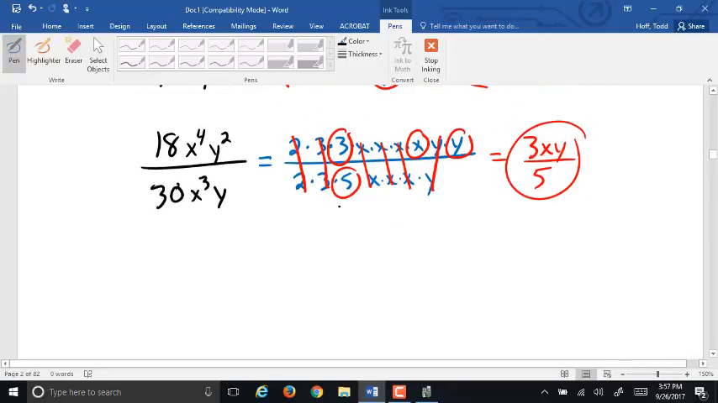We do have to be careful when we throw in the variables into our fractions because we can run into this situation.